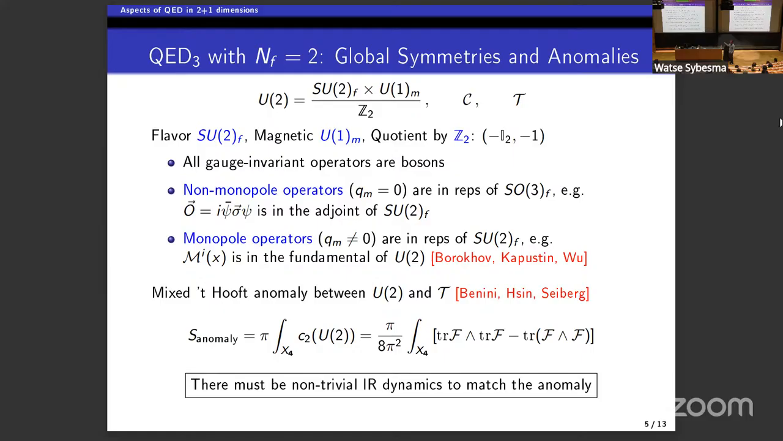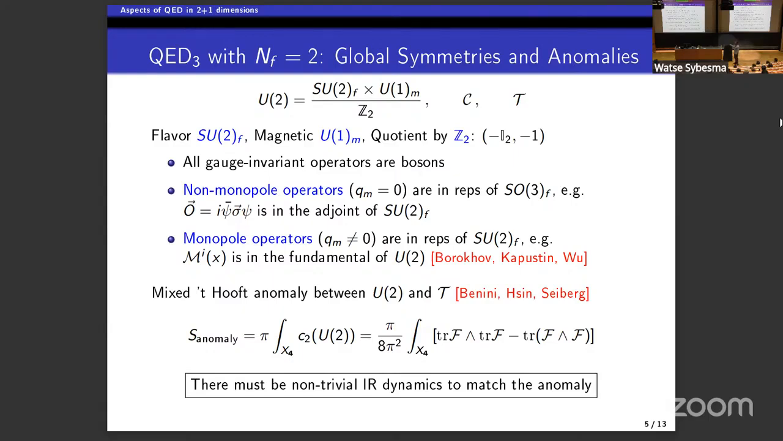And the other important thing is that these symmetries have a 't Hooft anomaly. There is a mixed 't Hooft anomaly between U2 and time reversal. This can be written as a 4-dimensional anomaly inflow action, which is basically a theta term for the background gauge field with theta equal to pi. This is the second Chern class of U2, which is basically a combination of the instanton number for U1 and SU2. So already the presence of a mixed 't Hooft anomaly tells you that in the infrared, the theory cannot be trivial, because otherwise you wouldn't match the anomaly.